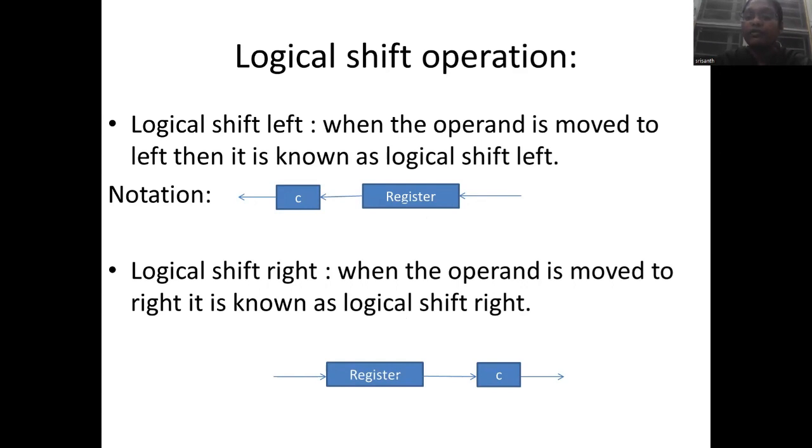The logical shift operation. Logical shift left. When the operand is moved to the left, it is known as logical shift left, and the notation is as follows. Here the carry bit is placed to the left of the register. The data coming into the register is stored in the register, and as the data moves one by one, the bit in the carry will be moved outside. The data is moving towards the left. In logical shift right, when the operand is moved to the right, it is known as logical shift right. Here the data is moved towards the right.